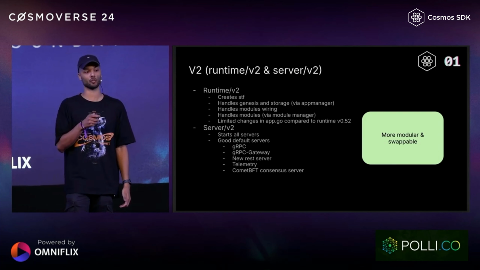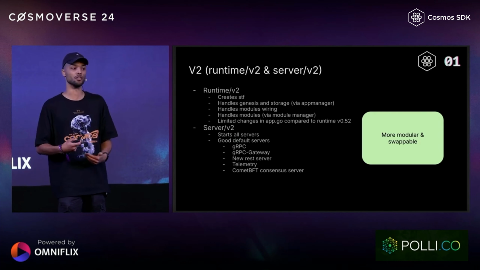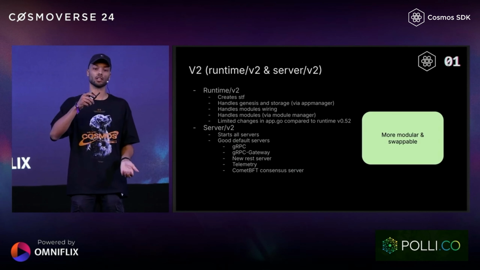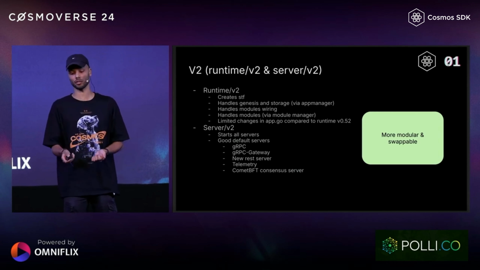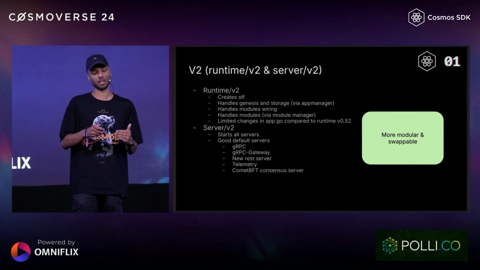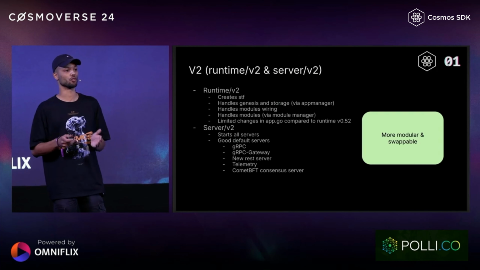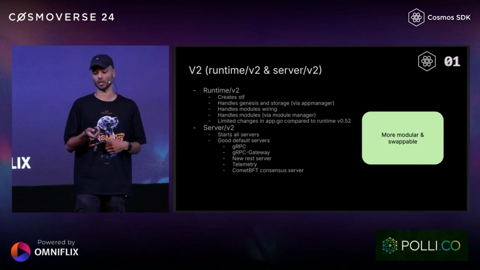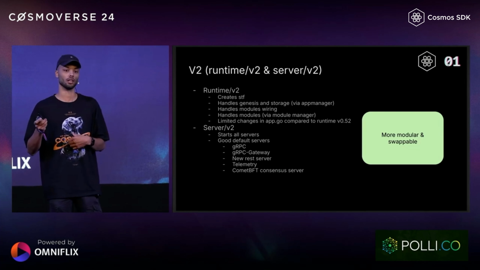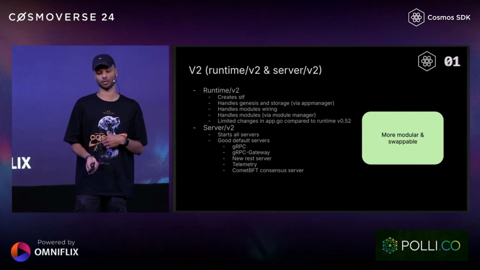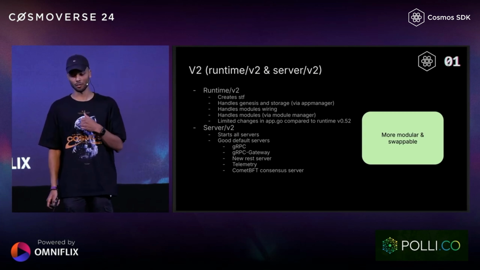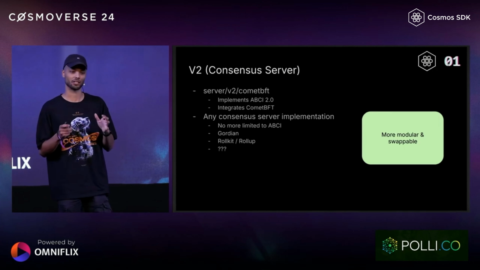Additionally, as I mentioned, the server part is now also a V2 component. We tried to split the big server function of the SDK into multiple servers. So now you're able to extend the server extensively and create any server that you want. But by default, for feature parity, we still provide a gRPC gateway. We have a new REST server because of the new handler API, the telemetry server, and last but not least, obviously, the CometBFT consensus server. I'm going to dive a bit into that now, as it's a pretty cool thing.